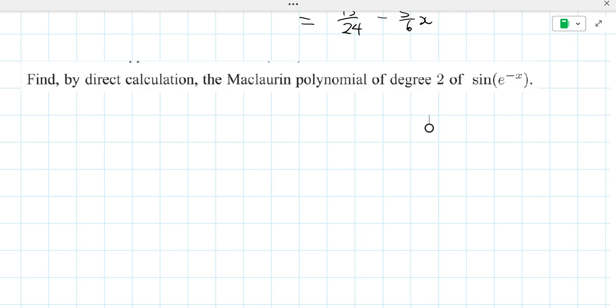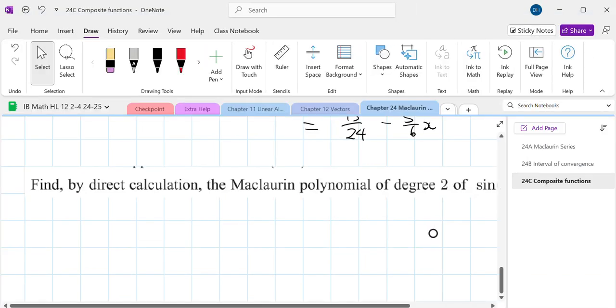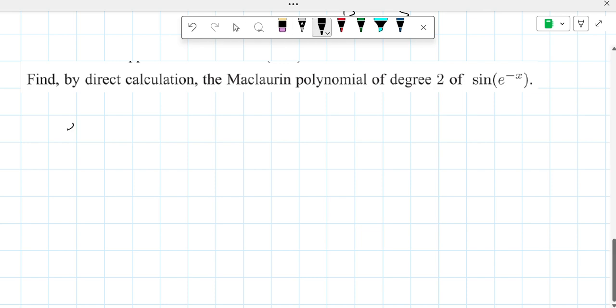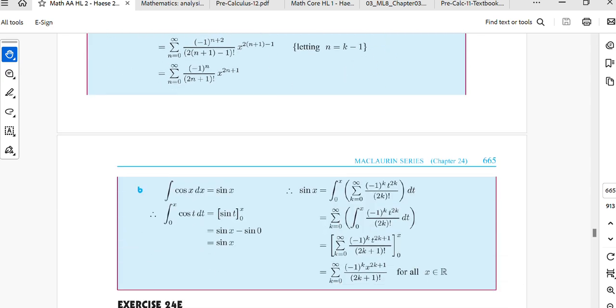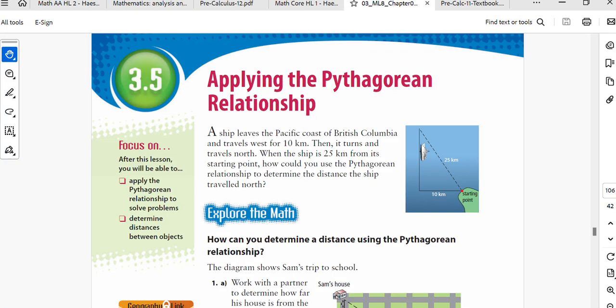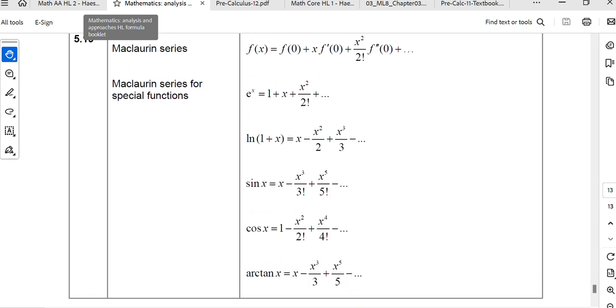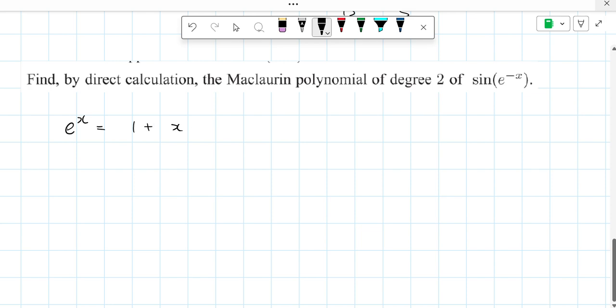So, what do I know about e to the power of x? Well, do I know the Maclaurin series for e to the power of x? I for sure do know from the formal booklet that you're not seeing right now, but it's 1 plus x plus x squared over 2 factorial plus x to the power of 3 over 3 factorial, and so on.